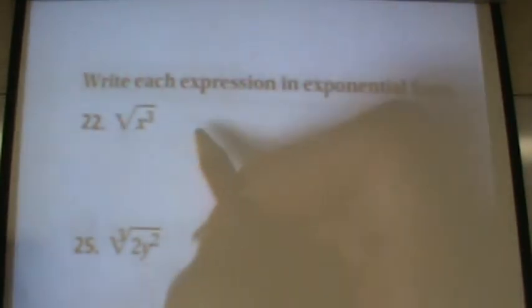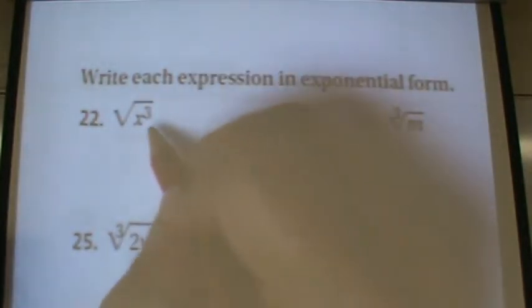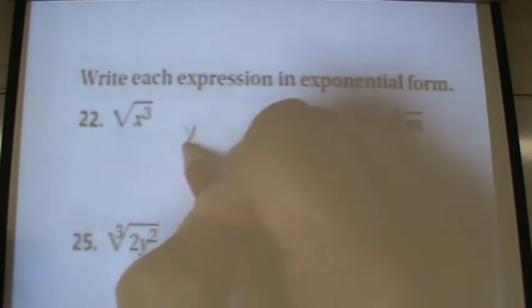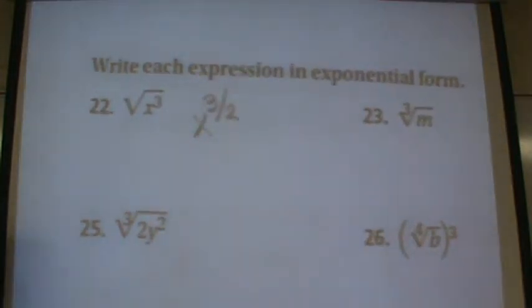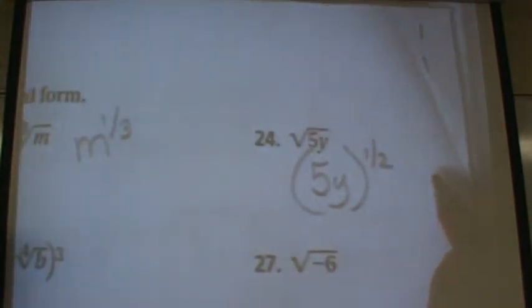These ones are asking you to write in exponential form. So how are you going to write this? Exponential form. This is x. The numerator is 3. The index is 2. Number 23, m. The exponent is 1. Index is 3. This is going to be 5y to the 1/2 power.